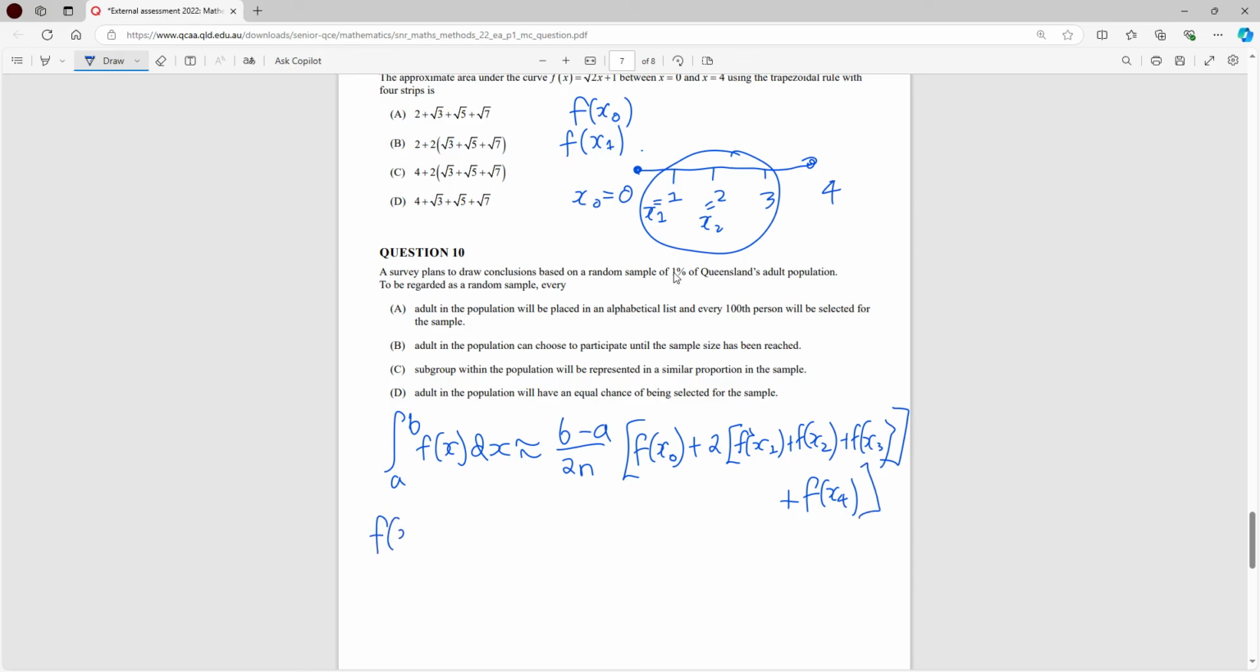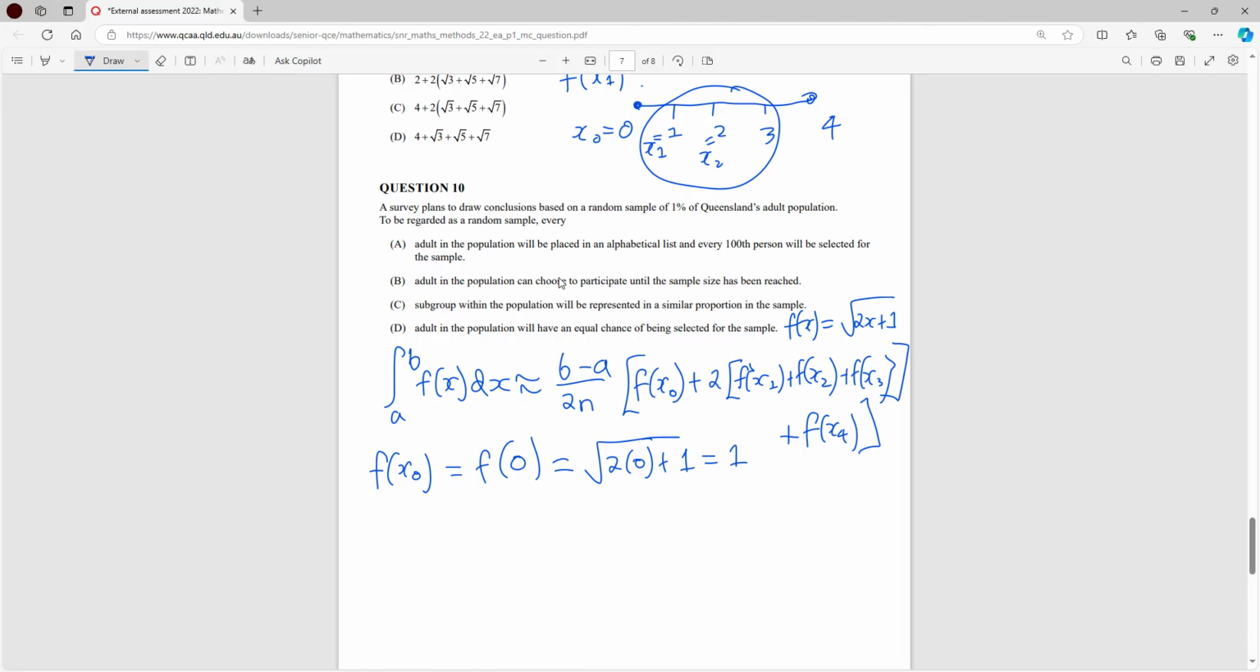So f of x of 0 is just f of 0. So chuck that into this function here, because remember, f of x is the square root of 2x plus 1. So this would pop up with functions you can't integrate in this syllabus. So here you just go square root of 2 times 0 plus 1. So here that would give you 1. Remember, this is all without a calculator as well, so it's going to be a huge stress with arithmetic.